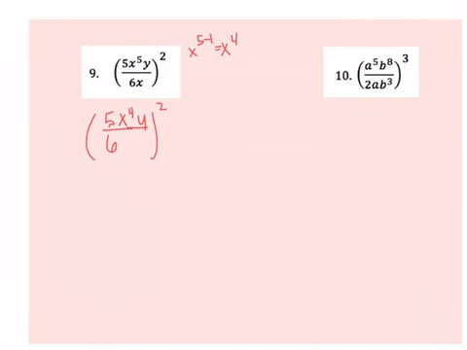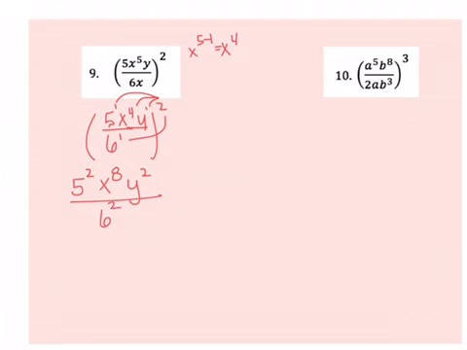Now, since I've simplified the inside, I can get rid of this power to a power situation. So these all have imaginary ones. This power has to be multiplied to everything inside the parentheses. So I'm going to get a 5 to the 1 times 2, which is 2. x to the 4 times 2, 8. And then y to the 1 times 2, 2. Divided by 6 to the 1 times 2, which is going to give me 2.